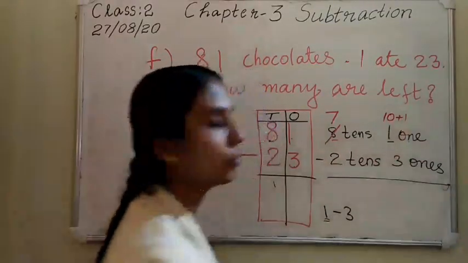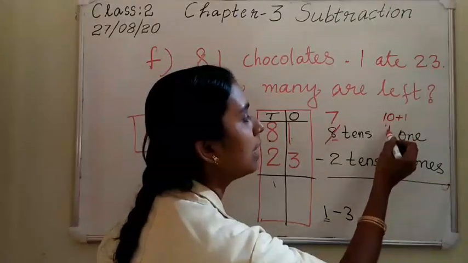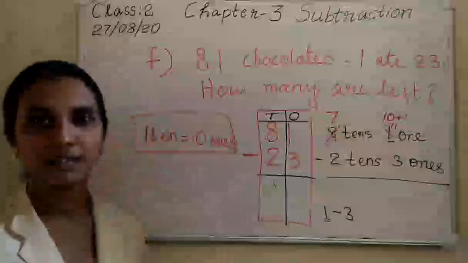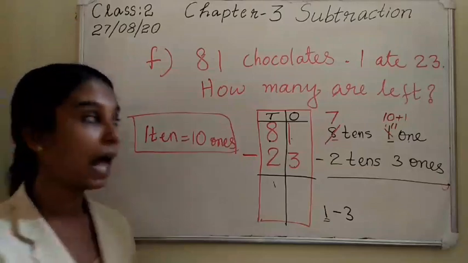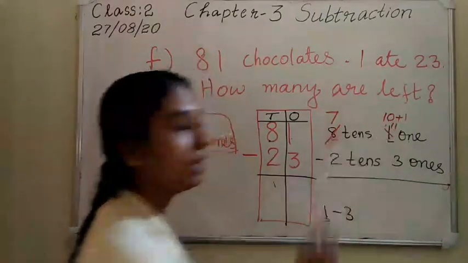10 plus 1. What is 10 plus 1? It is 11. You just strike and write 11. Got it? In the ones place, this ones got 10 ones and here there is 1 one. So 10 plus 1 is 11.